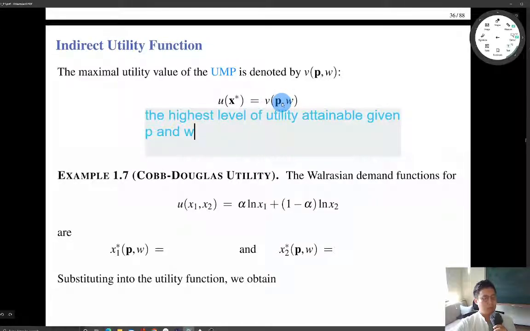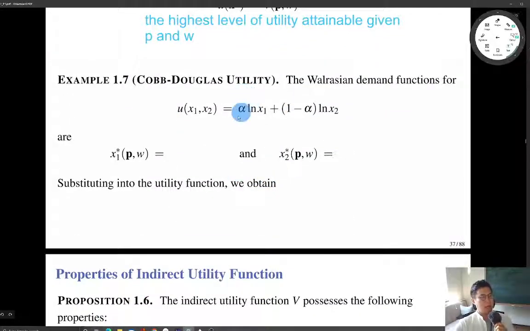Because x star depends on p and w, undoubtedly the function v, the indirect utility function, also depends on p and w. Once again, its interpretation is that function v informs us of the highest level of utility the consumer can attain given price vector p and the consumer's income w. So let me show you one example. The standard form of Cobb-Douglas in case of two goods is x1 to the alpha times x2 to the power 1 minus alpha.